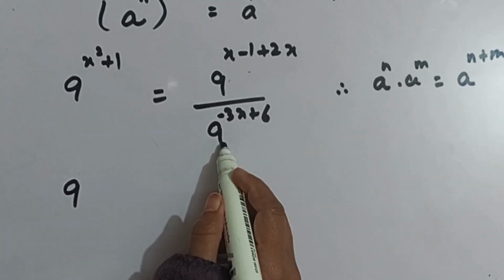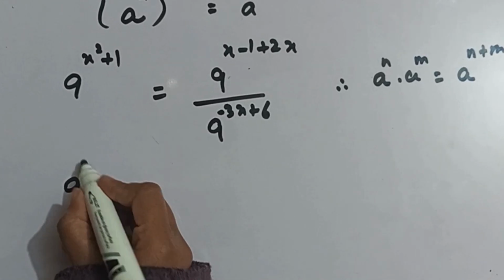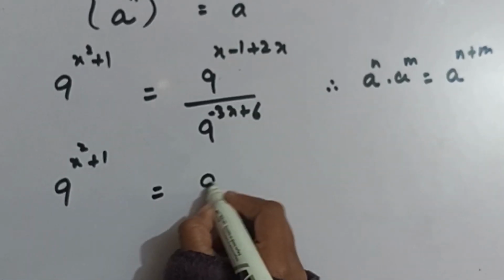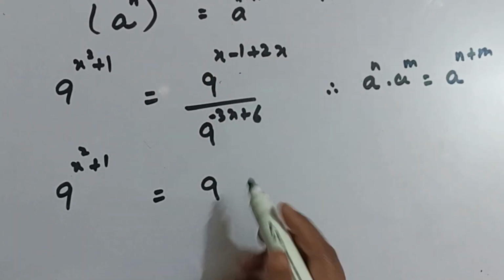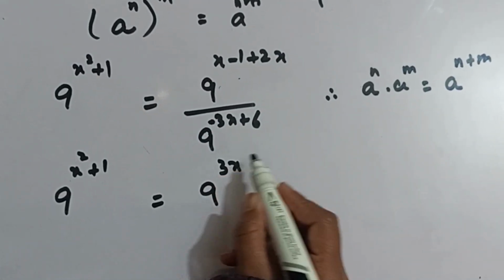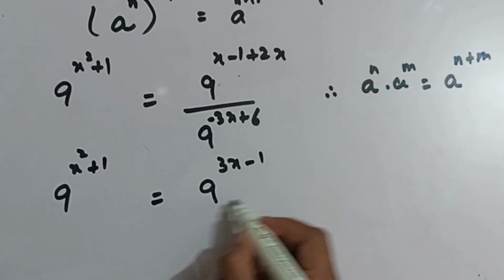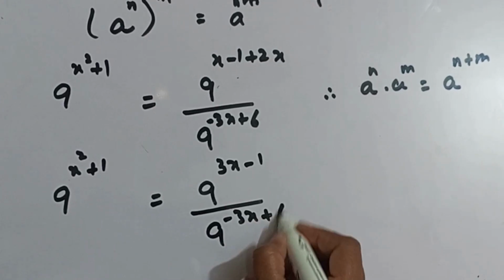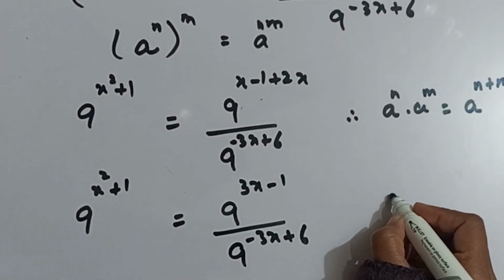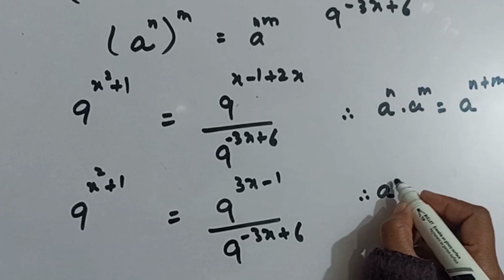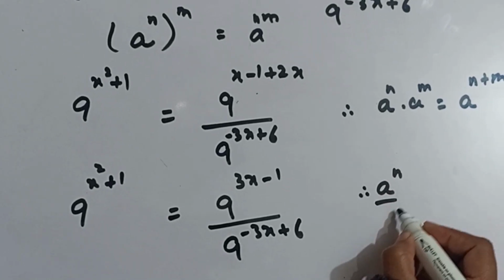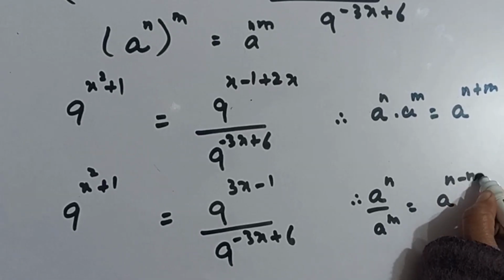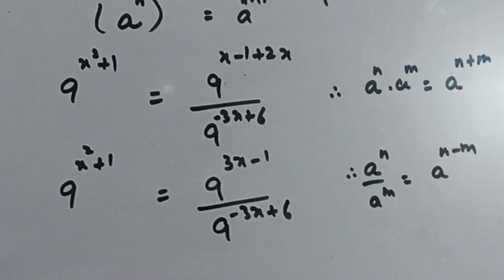Now we simplify the right hand side. So we copy the left hand side, which is 9 raised to the power x² plus 1. This is equal to 9 raised to the power x plus 2 times x, which will become plus 3 times x, and this is minus 1, over, we copy the denominator, 9 raised to the power minus 3 times x plus 6. And in the next step we use this identity: a raised to the power n over a raised to the power m, we write as a raised to the power n minus m. We apply this identity on the right hand side.